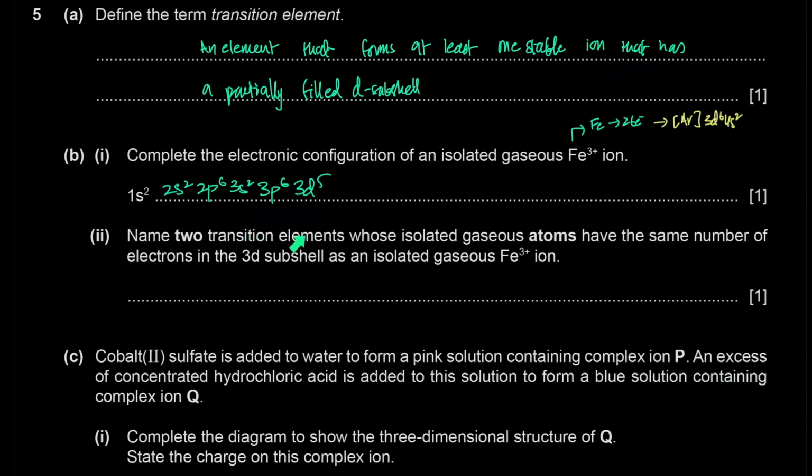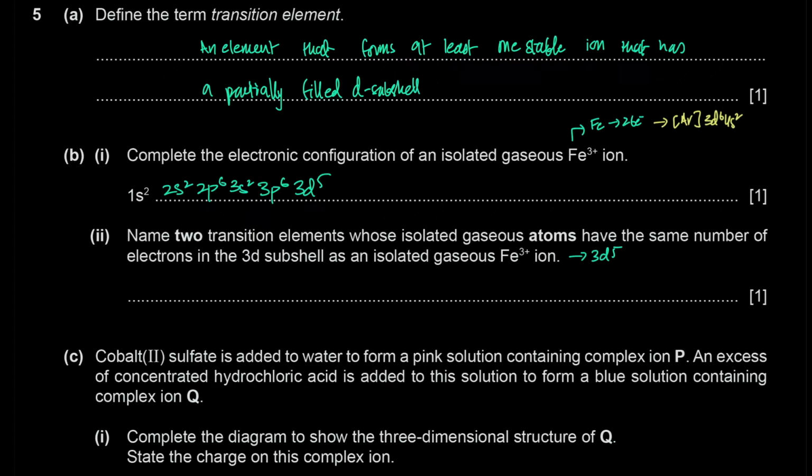Name two transition elements whose isolated gaseous atoms have the same number of electrons in the 3d subshell as an isolated gaseous Fe3 plus ion. So we need to figure out two transition element atoms that have 5 electrons in the d subshell, so that have 3d5 in their configuration. Since we want to know two atoms that have the same number of electrons in the 3d subshell.